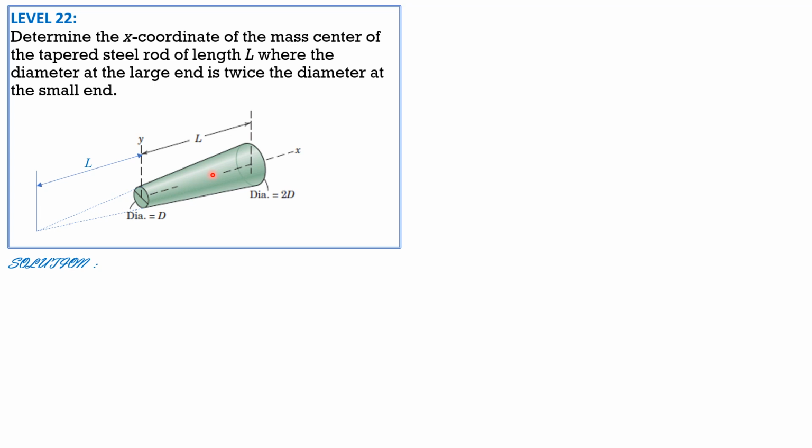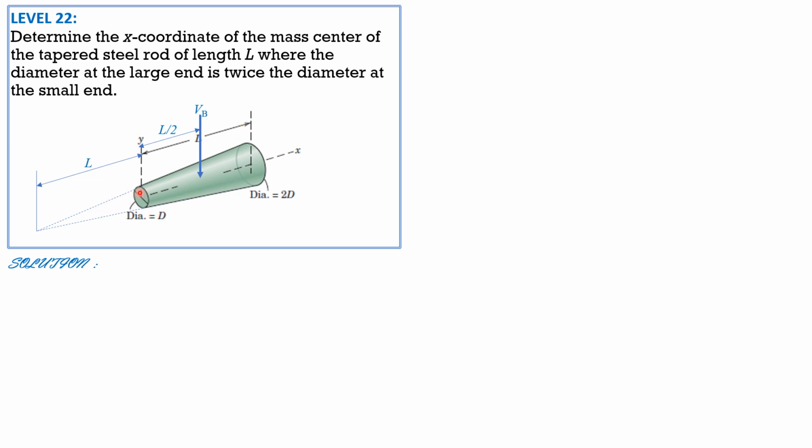Then the location of the centroid of the big cone, since we know the centroid of a cone is 1/4 of the total length. The total length is 2L, and 1/4 of 2L is L over 2. So this distance is L over 2, and this distance from the reference origin is also L over 2, or 1/4 of the total height.